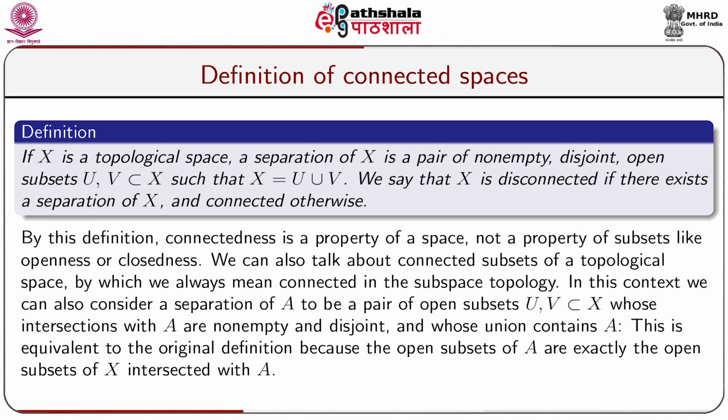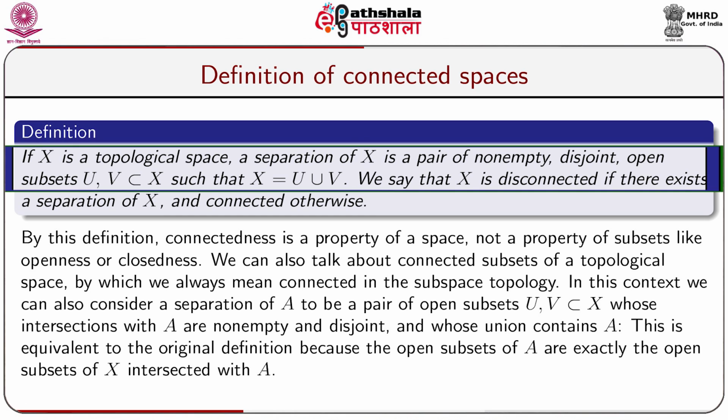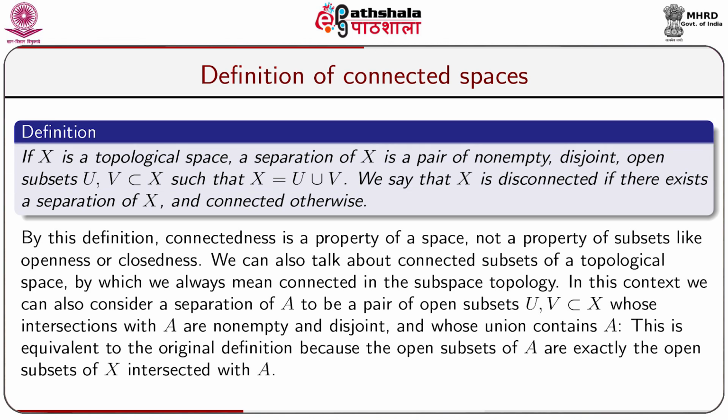A topological space X is said to be disconnected if there exists a separation of X, that means a pair of non-empty disjoint open sets U and V such that X is equal to U union V. X is said to be connected if it is not disconnected.